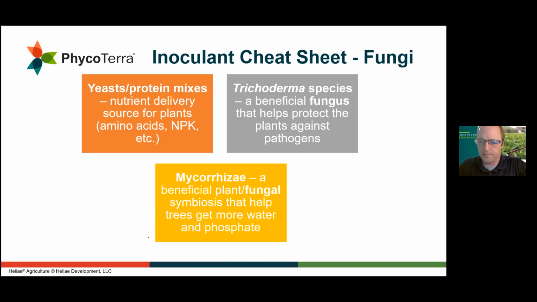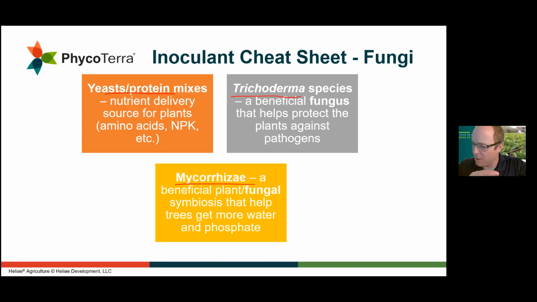This is the fungi one. A couple of different sort of greatest hits here. You have yeasts and proteins. Those help deliver nutrients to the plants, amino acids, NPK. Trichoderma, that's a beneficial fungus that helps protect the plants against pathogens. And then you have mycorrhizae. Probably the more famous one is the mycorrhizae. A lot of great mycorrhizal products on the marketplace, but these products help promote that relationship between the plant and the fungus to help trees, I'm using trees as an example, but it could be any crop, get more water, get more phosphate.